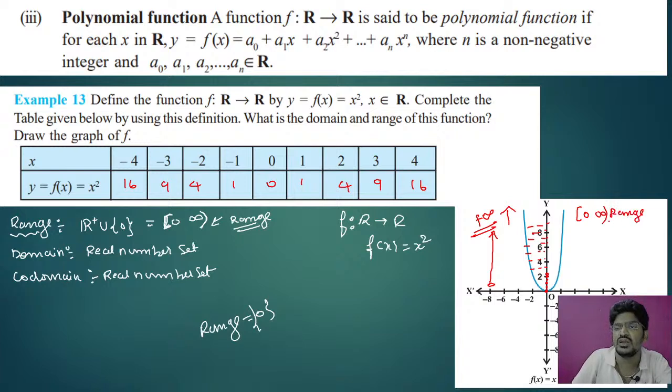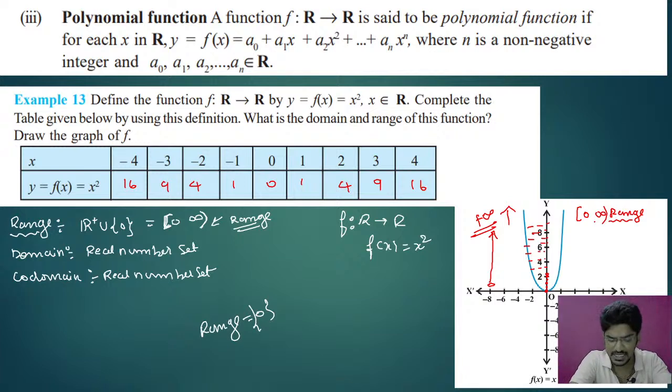This is your range, and please be perfect with the nature of the graph. Are you getting my point? Once you are perfect with the nature of the graph, it will be very helpful to solve the shortcuts. So that's why I am telling you to be perfect with the nature of the graph. Clear? Okay, I think all of you have understood this.